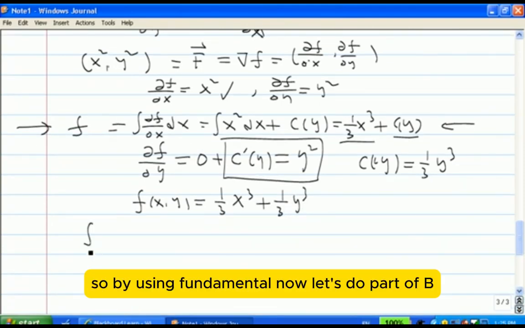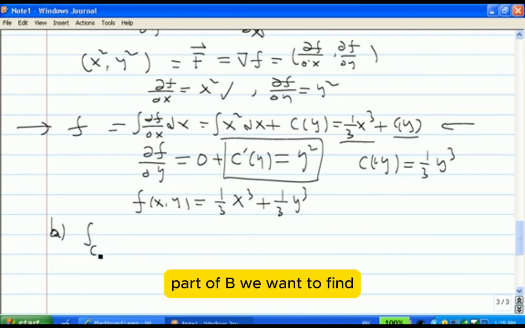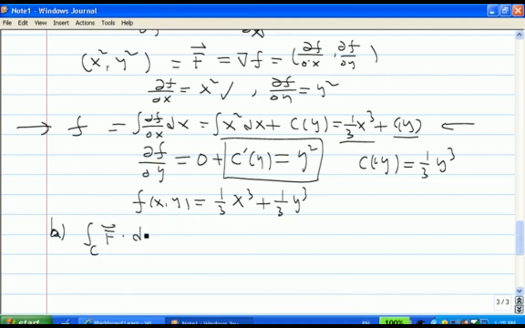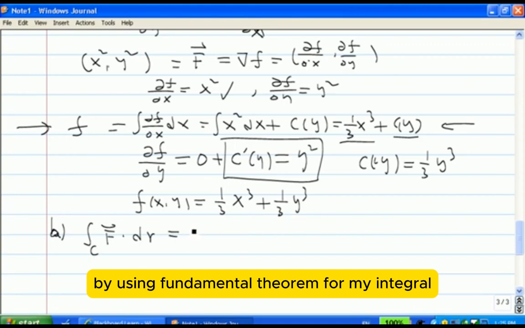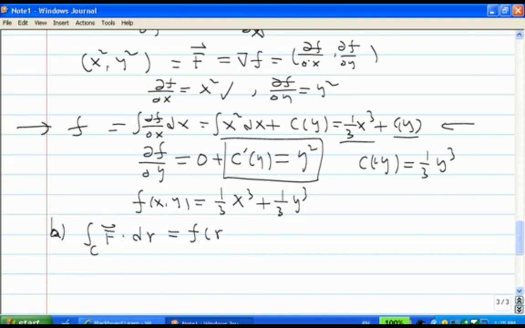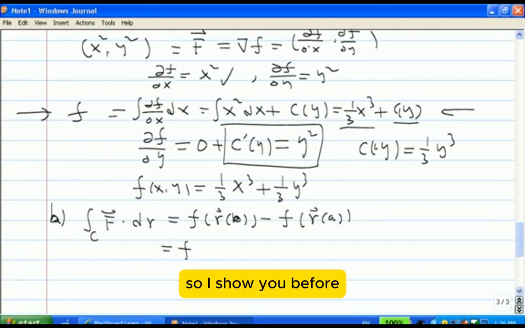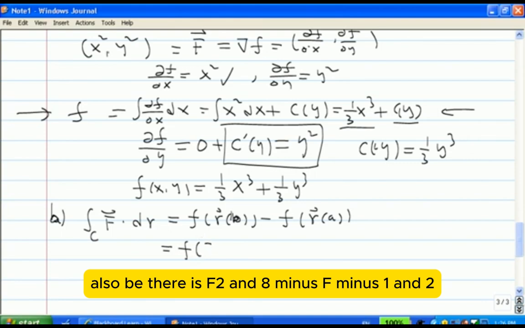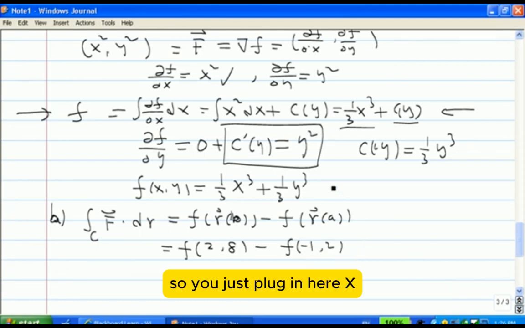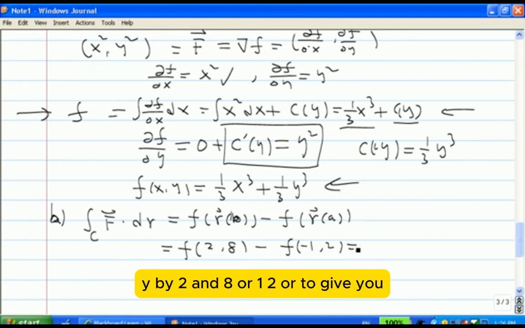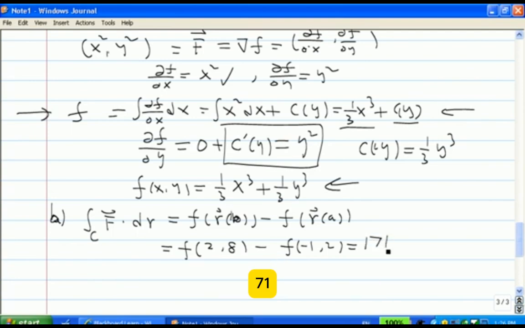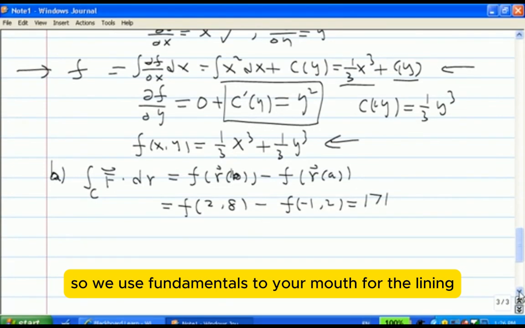Now let's do part B. Part B, we want to find this line integral. By using the fundamental theorem for line integrals, this gives you f of r of b minus f of r of a. So I showed you before, r of b is f of 2 and 8, minus f of minus 1 and 2, the starting point. So you just plug in x, y as 2 and 8 or minus 1 and 2, and calculate that to give you 171. So we used the fundamental theorem for the line integral to find this.